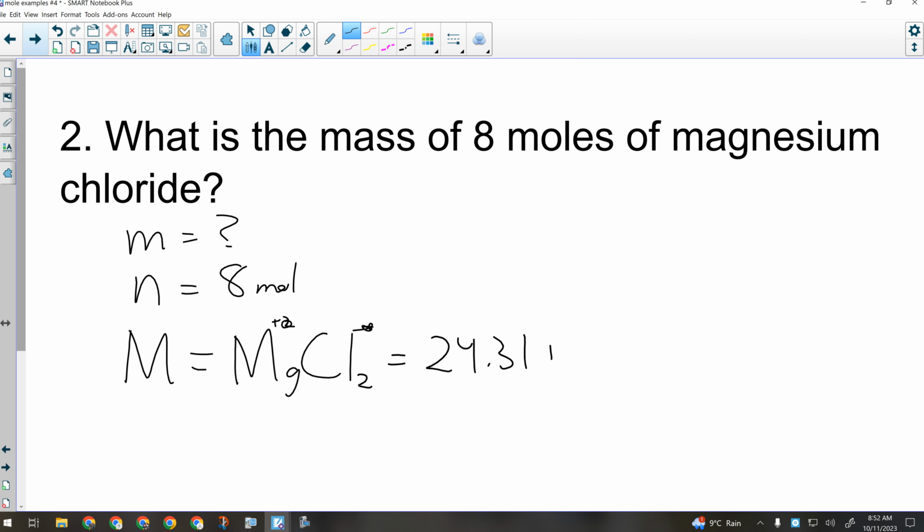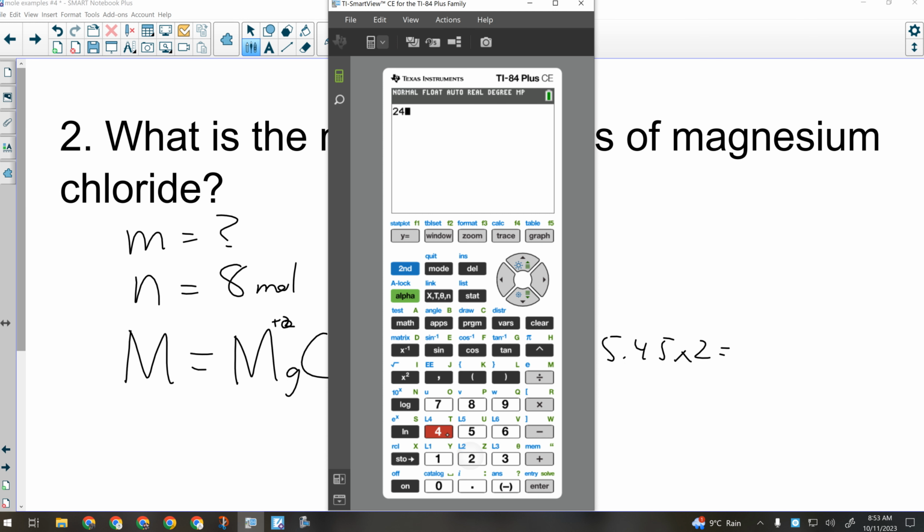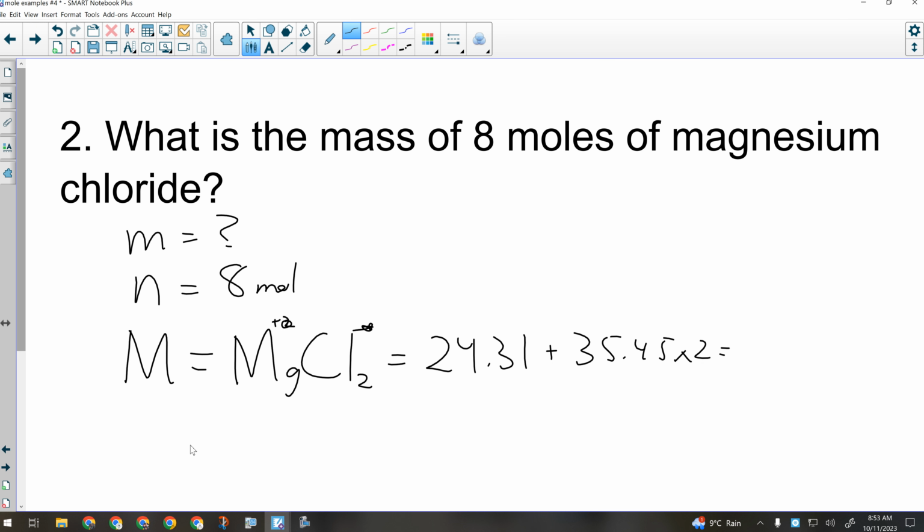So that's 24.31 plus 35.45 times 2. Did I get those right? Yep. Okay, 95.21 grams per mole.